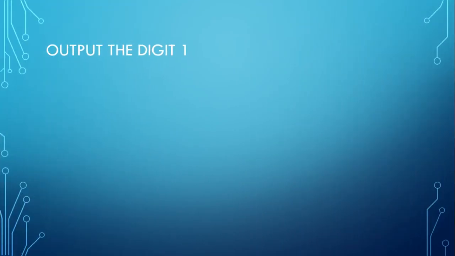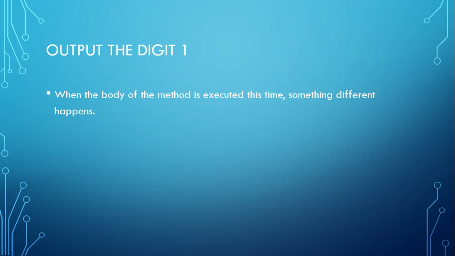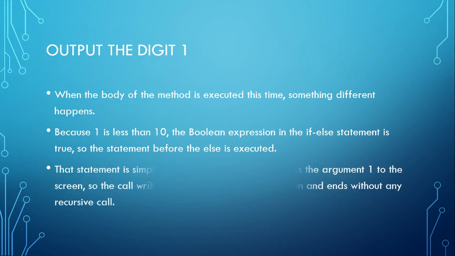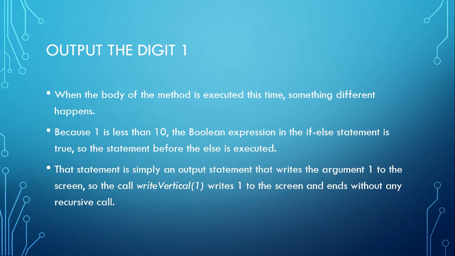Now, obviously, 1 divided by 10 gives us 0. So when the body of the method is executed this time, something different is going to happen. Because 1 is less than 10, the Boolean expression in the if-else statement is true, so the statement before the else is executed. That statement is simply an output statement that writes the argument 1 to the screen, so the call writeVertical(1) writes 1 to the screen and ends without any recursive call.